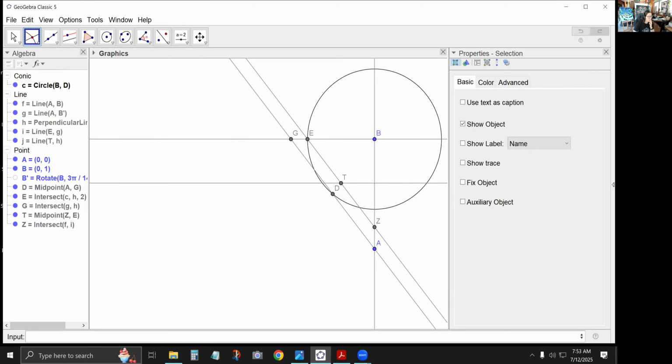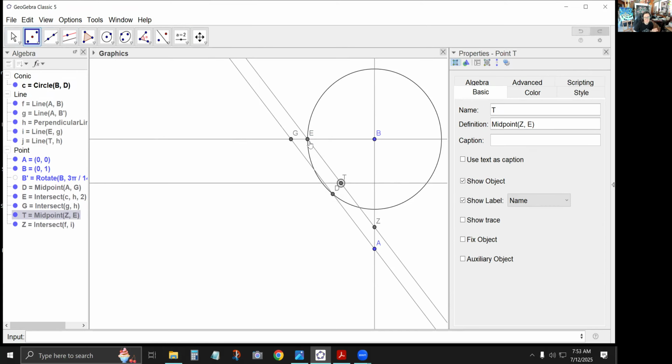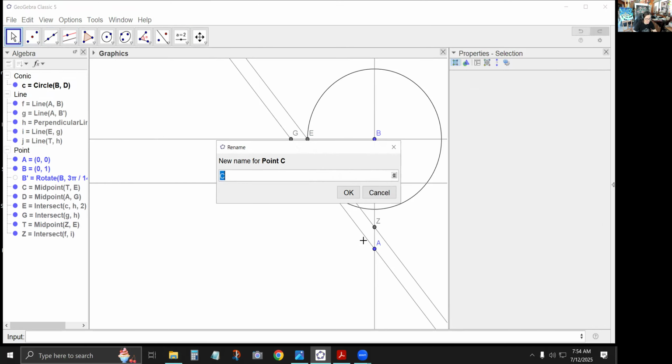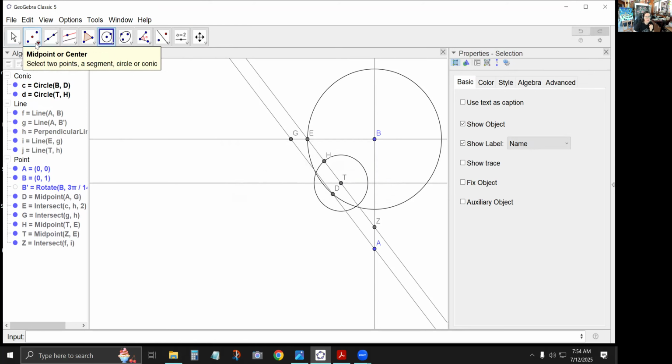And we can't put in I yet because we don't quite know where it is. But then it tells us to do a few things. Bisect TE at H. So midpoint again. So let's call this H. And then TI is equal to TH. So let's put in a circle TH. And now we can find point I right here.